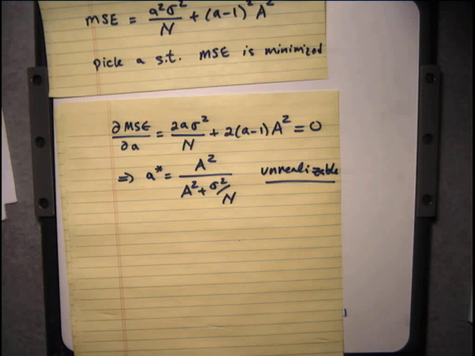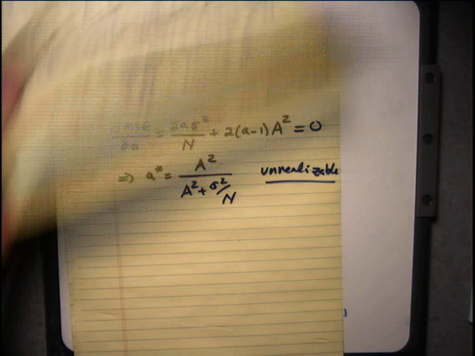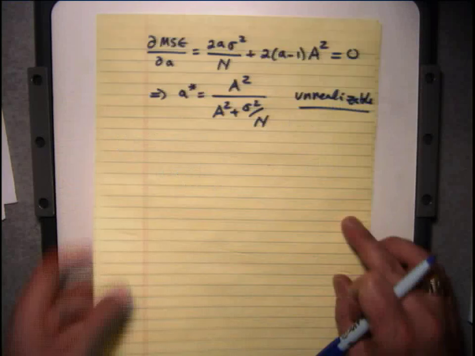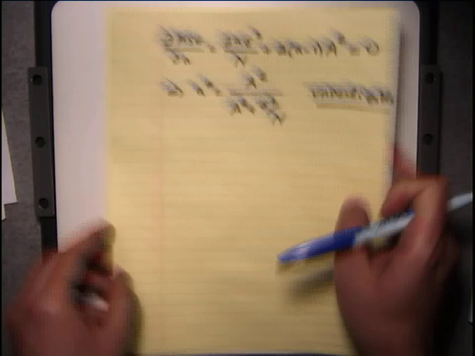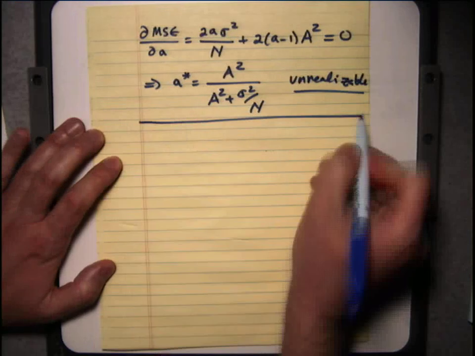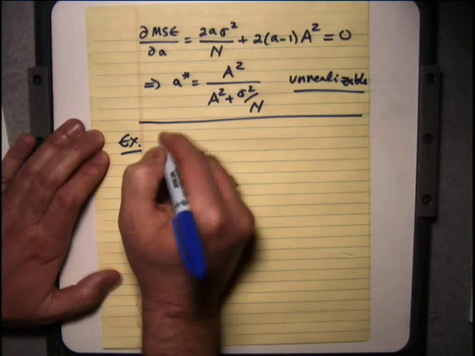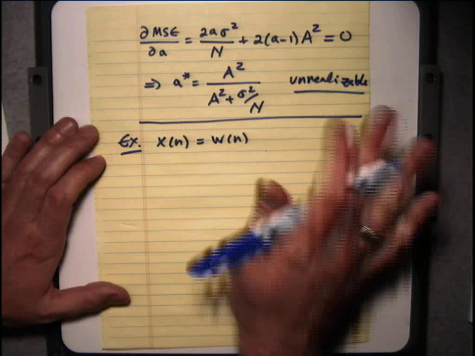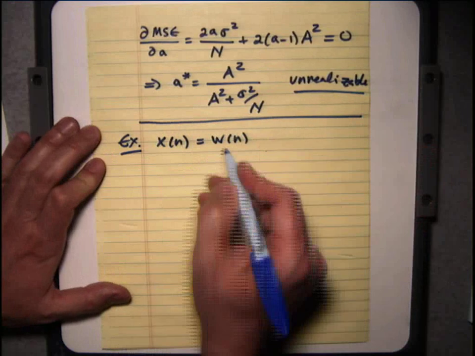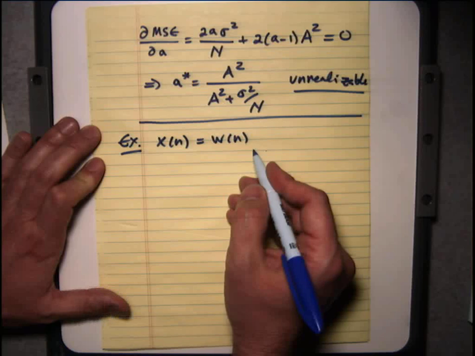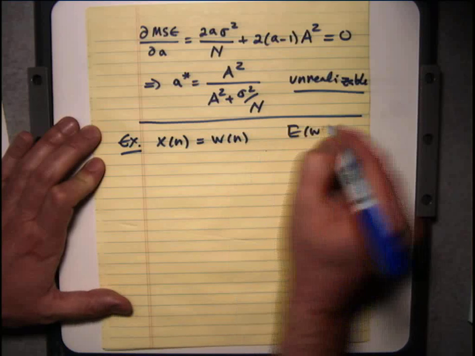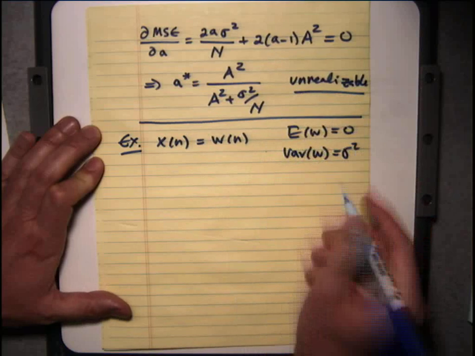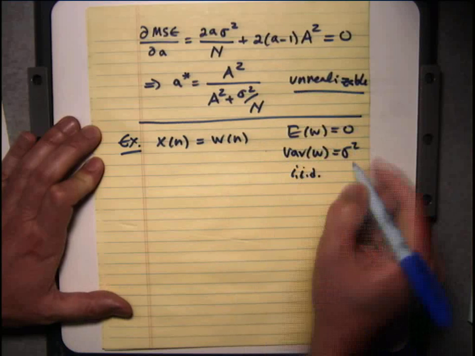Now, in some cases, it turns out you can get away with this. And here's an example. So, second example. Let's say the data is just a noise sequence. The same assumptions as before: zero mean, variance is sigma squared, IID, except that I'm going to assume the variance is unknown.